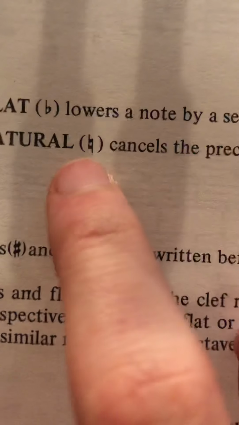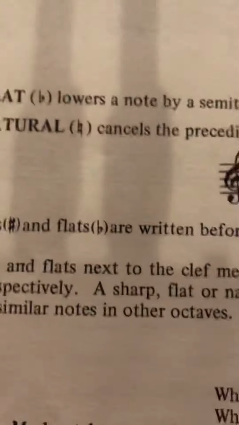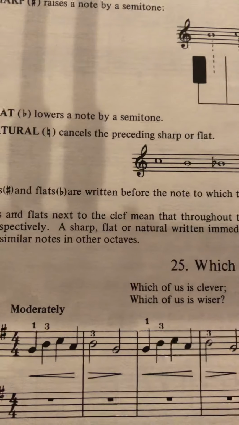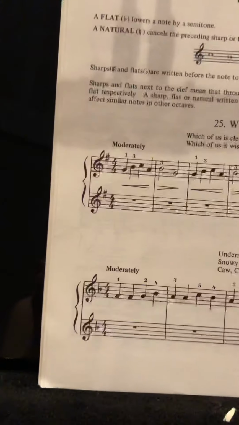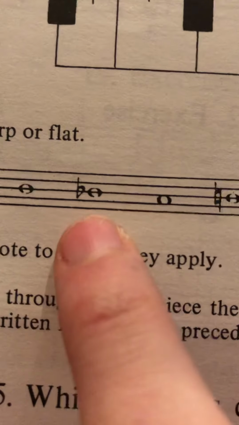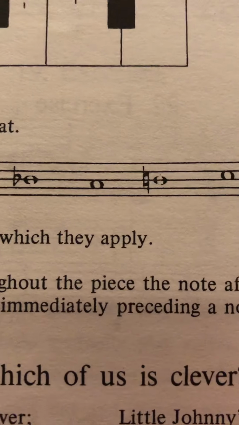The only other accidental that we have is a natural, which looks like a little box with two sticks. And that just means that we cancel out any accidentals that we had. So accidentals, as you can see here, they're written before a note, like that, so you can see it coming before you play the note.